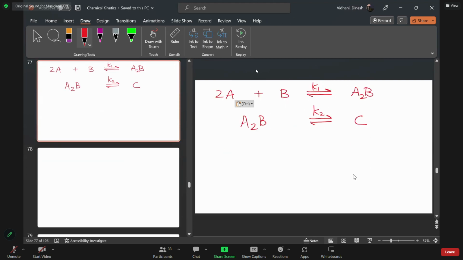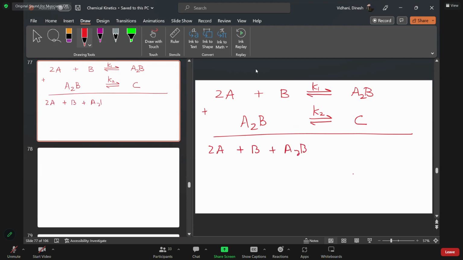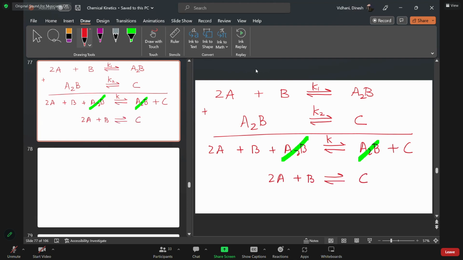Okay. Now, suppose if I add these two reactions, what would I get? Simply 2A plus B plus A2B. This should be my overall equilibrium, which I'm looking at. So I will just put it as K as overall equilibrium. And that's giving me A2B plus C. Now, I can cancel out the common terms on reactant and the product side. So A2B is common. Essentially, what I'm looking at is 2A plus B at equilibrium with C. So far, so good?